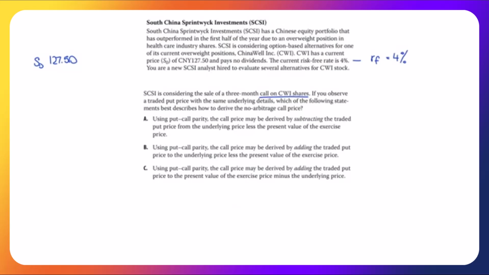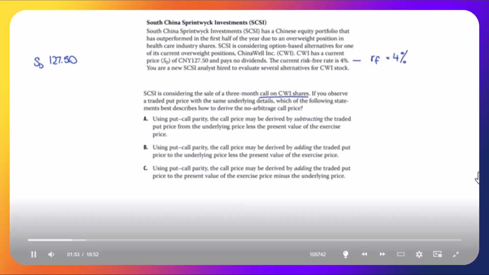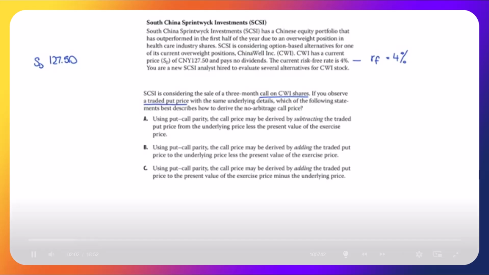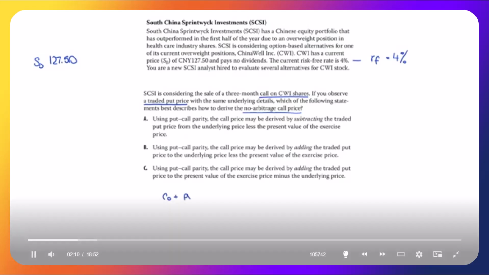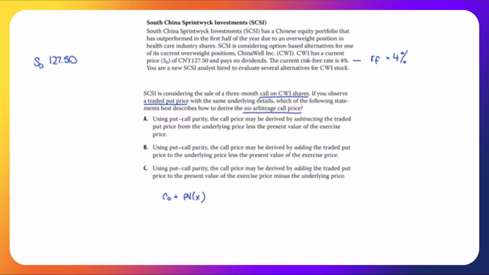If you observe a traded put price with the same underlying details, which of the following statements best describes how to derive the no arbitrage call price? Okay, so we've observed a traded put price. We want to get the no arb call price. How do you do that? It's put-call parity. C0 plus PV of X, the present value of the strike, is equal to P0 plus S0. You've got to learn that.